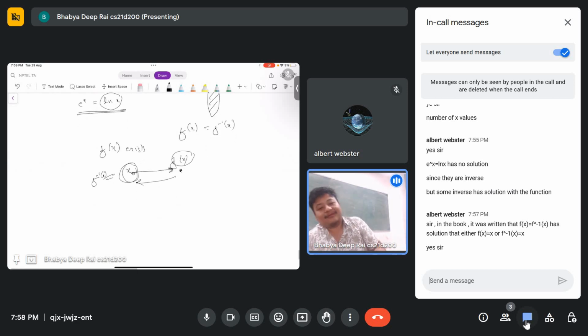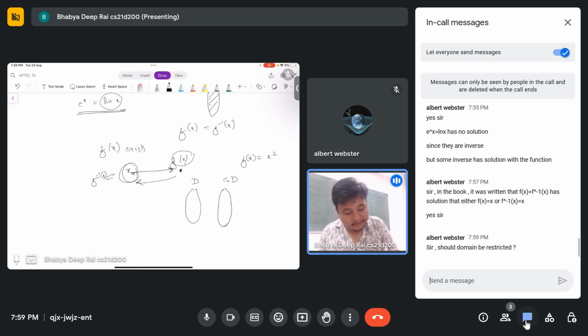But it depends on the domain also, Albert. Like before, I was talking about this function. Here is my domain, a codomain, and here is my domain. My function f of x equals x square. So what does 2 map to? 2 maps to 2 square, which is 4. 1 maps to 1. 3 maps to 3 square, which is 9. 4 maps to 4 square, which is 16, and so on, right?